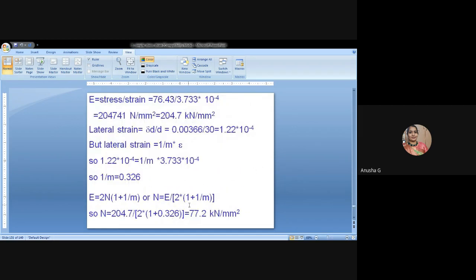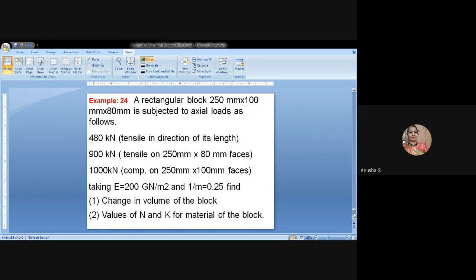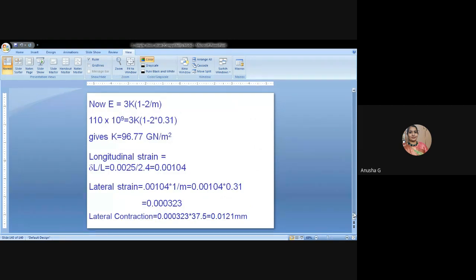Today's class is about shear stresses and bulk moduli only. Next class we will see arches, fixed beams, continuous beams, and different types of structures. That is the last class, students.